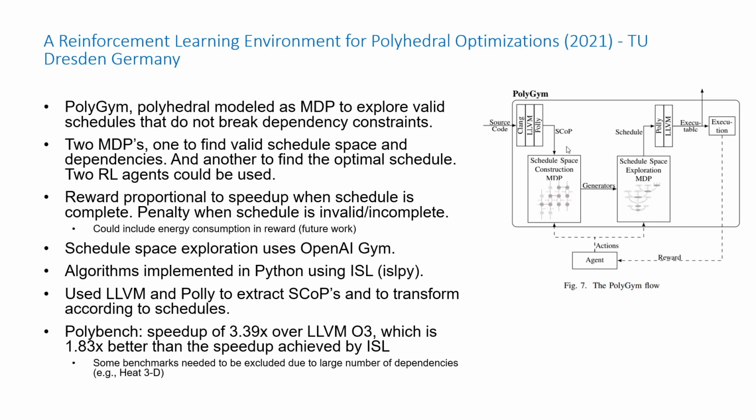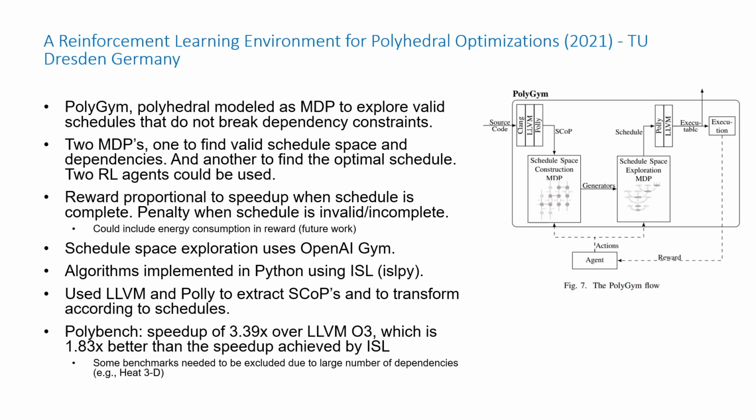And they have to break down the problem in two parts. One of them is to get the valid set of schedules that do not break dependencies, that have valid dependencies, and then after you get the valid schedule space, then you get the optimal schedule, the polyhedral schedule. So this can be broken down into different reinforcement learning agents, although they're showing it as one in here. And then once you get the schedule, then you use Polly and ISL in Python to get the executable and get the runtime to get the reward and keep training.